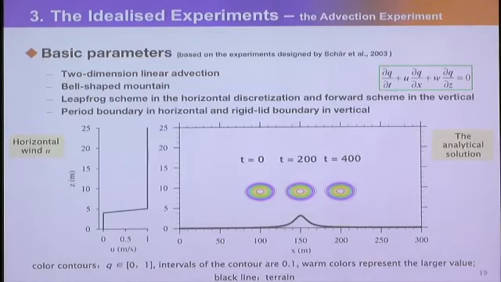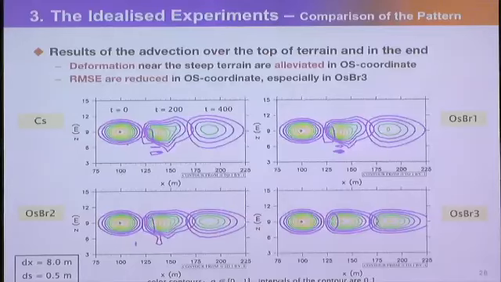And after discretization of this equation, we can compute the computational solution in each coordinate. And we compare the computational solution in each coordinate with the analytical one. We got the advection errors and then compared the errors. So here we begin our comparison. First is the comparison of the pattern of the advection. We choose two moments. One is when the advection flows over the top of the terrain, and the other is at the end of the process.